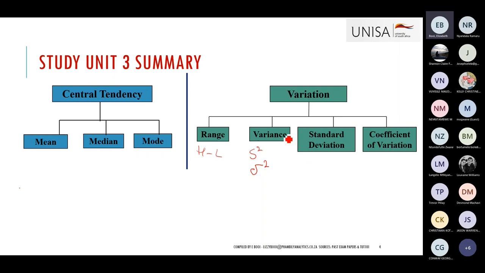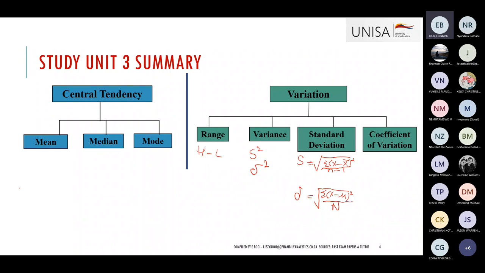Standard deviation, because it's the square root of your variance, it is your S for the sample, which is the square root of the sum of your observation minus the mean squared, divided by n minus 1. That is for the sample. For the population, it will be the square root of the variance, which is the sum of your observation minus the population mean squared, divided by n. You need to know these formulas. You need to know how to identify them.